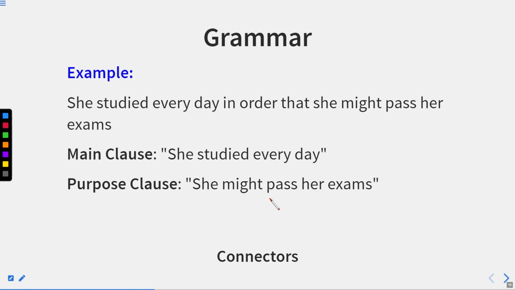She studied every day. Now this is the thing that she does, or that she did. So this is the main clause. Now we have in order that, and after that she might pass her exams. Now this is just imaginary, pure imagination. This is not actually done or not a fact. We are using might as a modal.